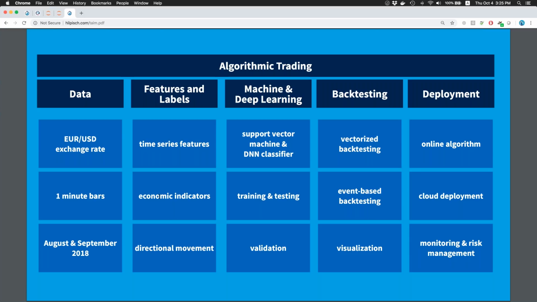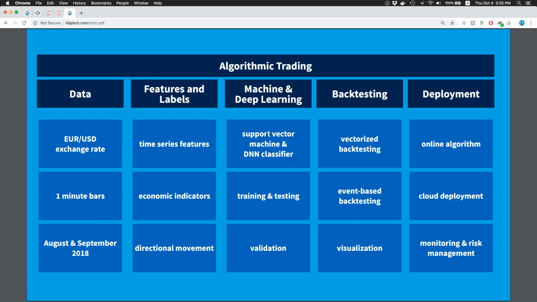Or economic indicators. If you want to do FX trading, who says that the economy doesn't have an influence? So we can use such data as well. And for labels, we might be interested in the directional movement of the exchange rate. So this is then, let's say, the second layer. Raw data, and here is the transformed data that we can then feed into the machine and deep learning models.